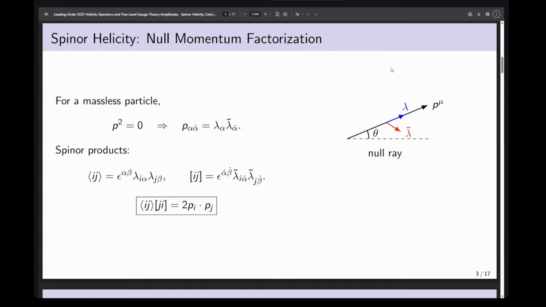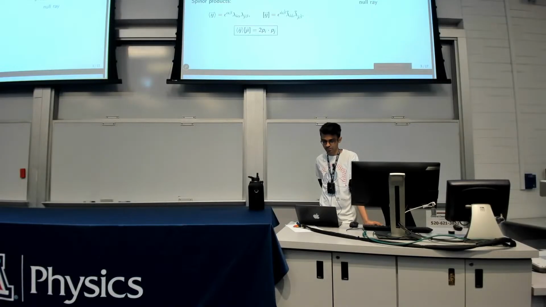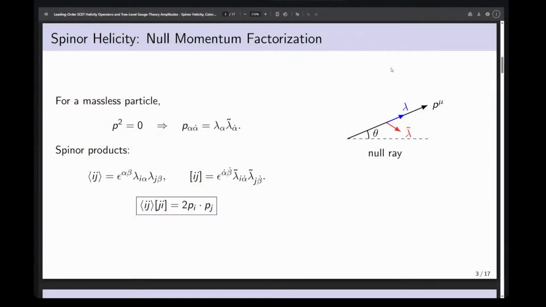So instead of manipulating complicated tensor structures with Lorentz indices, scattering amplitudes reduce to the algebra of spinor variables. That is why helicity amplitudes simplify so dramatically in this formalism. Geometrically, this diagram illustrates the decomposition of a light momentum vector into a pair of spinors.